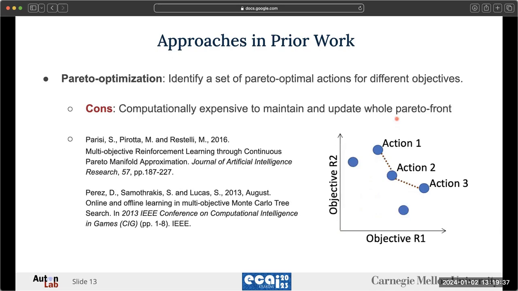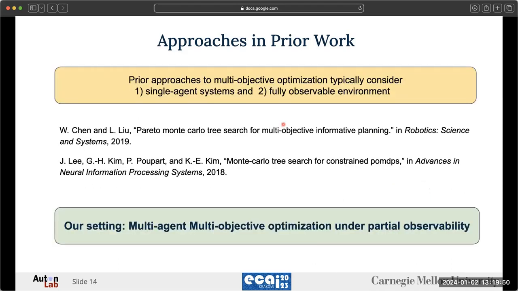Another approach is Pareto optimization, which results in a set of Pareto optimal actions for different objectives, but it can be computationally expensive to maintain and update the entire Pareto front. Additionally, prior approaches to multi-objective optimization usually consider single-agent systems and fully observable environments. In contrast, we consider the setting of multi-agent, multi-objective optimization under partial observability.